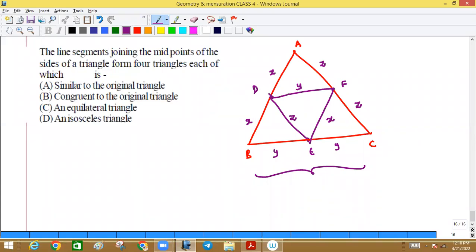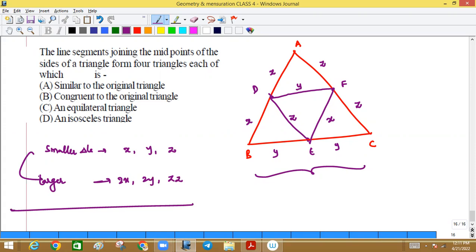There are 4 smaller triangles. All the sides are what? X, Y, Z. Look at the bigger triangle. What are the sides of the bigger triangle? The smaller triangle has sides X, Y, Z. Now the larger one has sides 2x, 2y, 2z. What kind of triangle is the smaller to the larger? Are they congruent or similar? Similar. Why do we say it is similar?